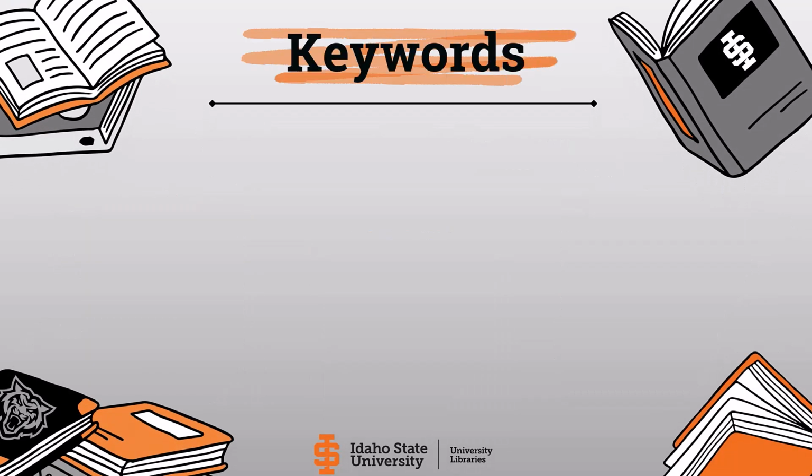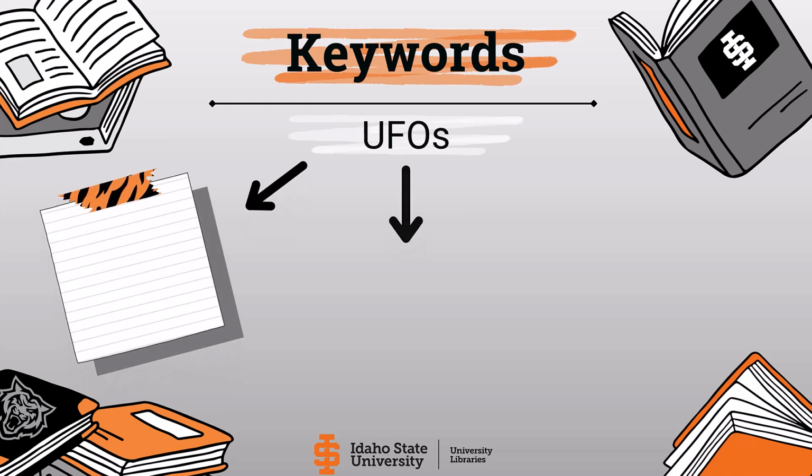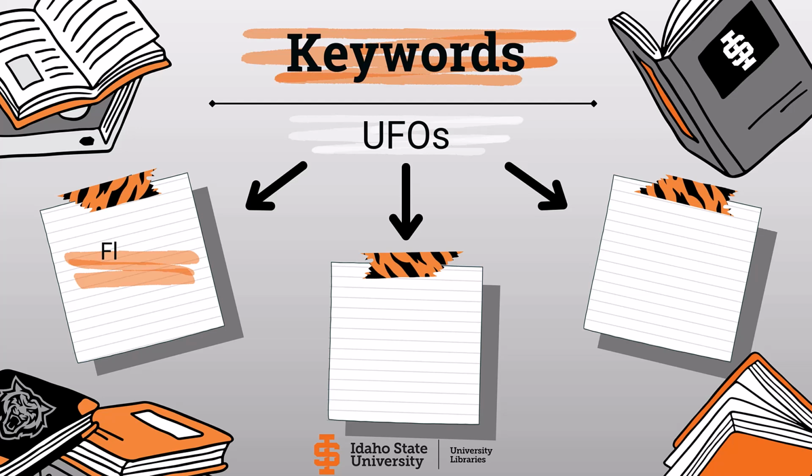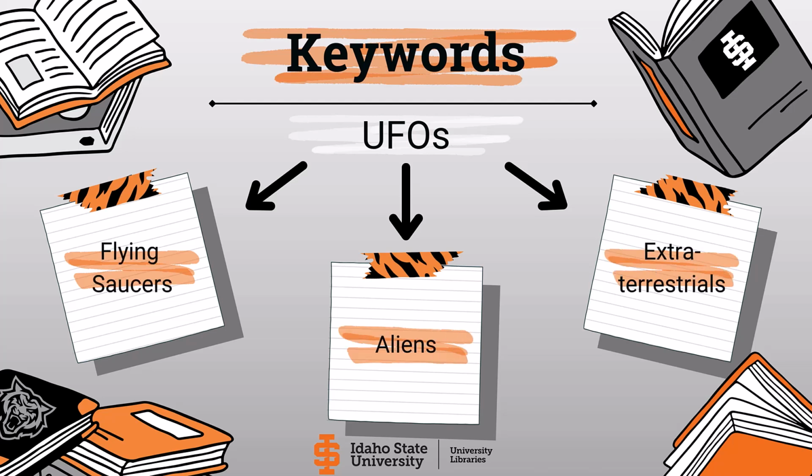Keywords are single words or phrases that represent your concept and are used in your searches. For example, if we want to focus on researching UFOs, keywords we could use to pull up applicable results could be flying saucers, aliens, or extraterrestrials. This is where the beginnings of a search often start.